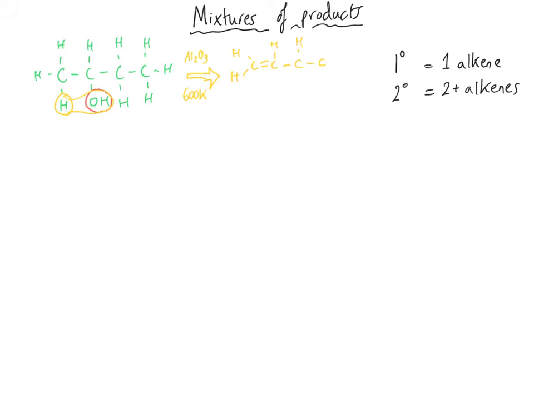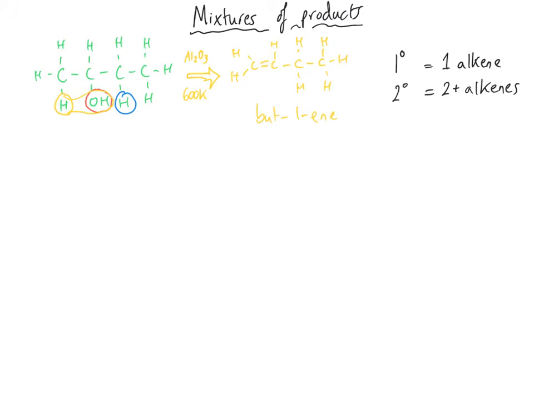And so what I'm going to make is I'm going to make but-1-ene. So that is alkene number 1 that it is possible to make. If we then look to the other side of the OH group, I could have removed the blue circled hydrogen atom on here, or its partner up at the top.